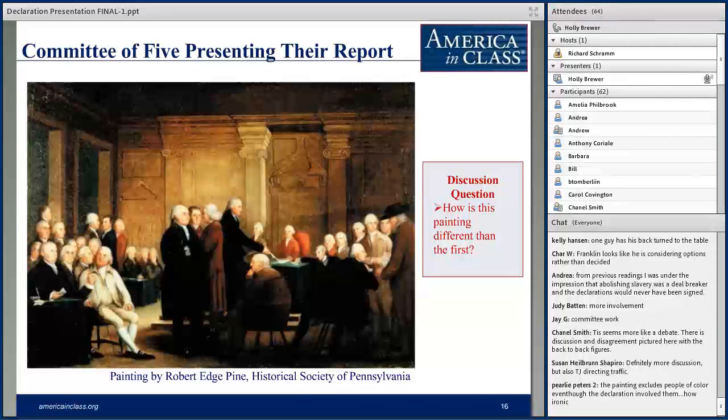I just want to say quickly to Pearlie Peters, this was the portrayal of who was in the room at that moment, and there were no people of color signing the Declaration or debating it. It's a sad reality, but it is a reality, an important one we should recognize.